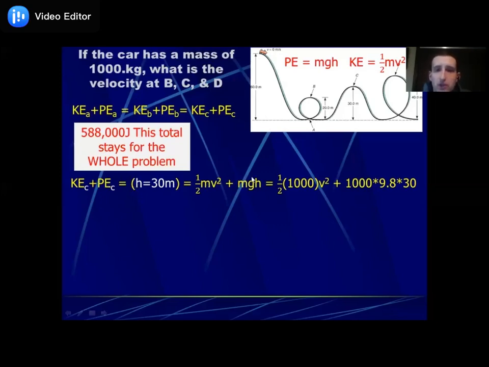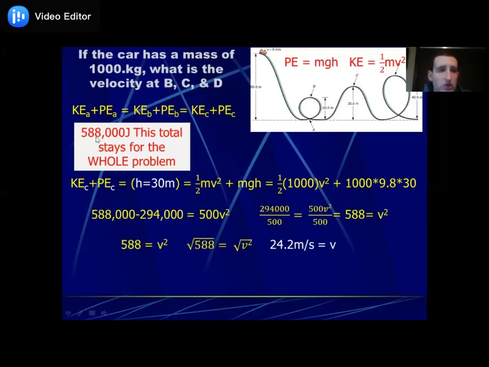So the kinetic term plus the potential term, we know the mass that was given to us in the problem, we plug that in. We know gravity is 9.8 and we're told the height is 30, okay? So again, we have a kinetic term with a v squared that we don't know, and we have a potential term that is fully determined. So again, we do the total, which still has not changed. The total minus what we got.